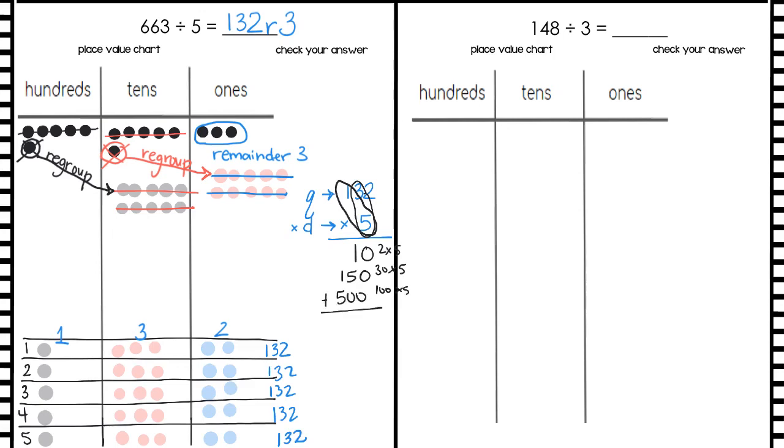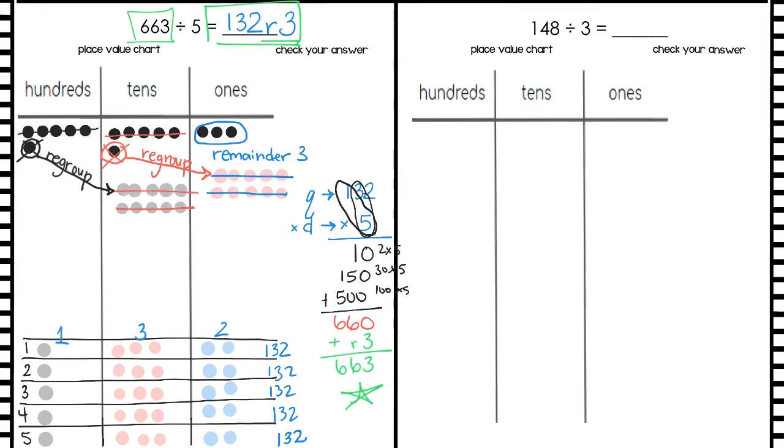If I add those up, 0, 1 plus 5 is 6, 1 plus 5 is 6. I get 660. But I started with 663, which means I need to add my remainder. If I add my remainder 3, I get 663, which is what we started with. However, this is not my answer. Remember, my answer is right here.